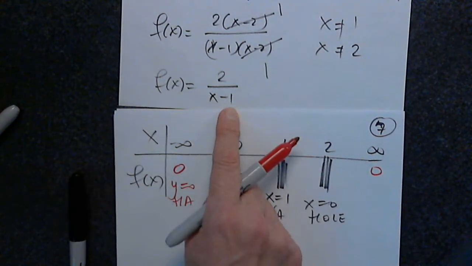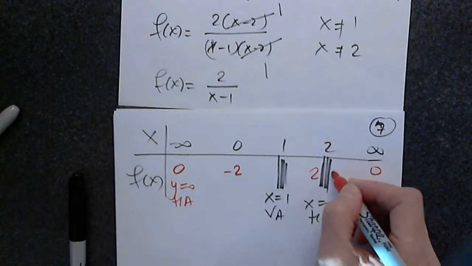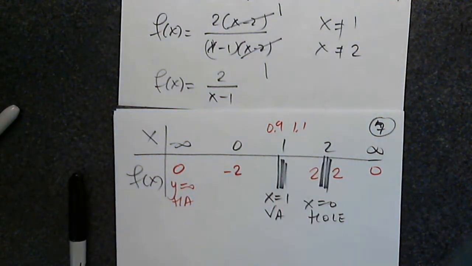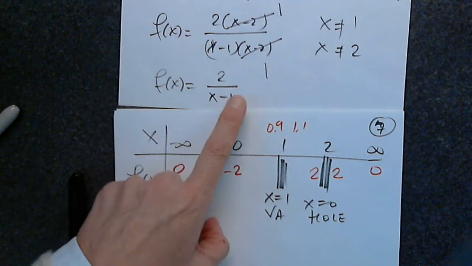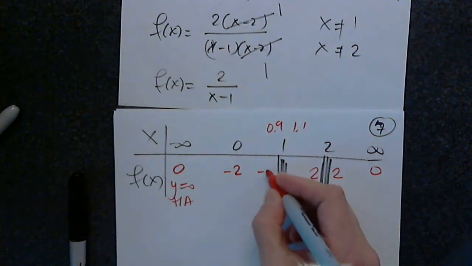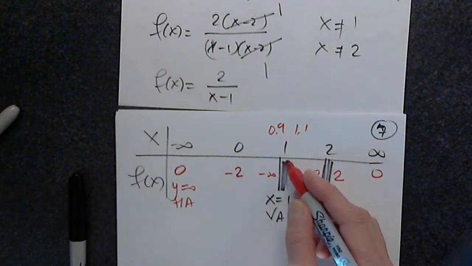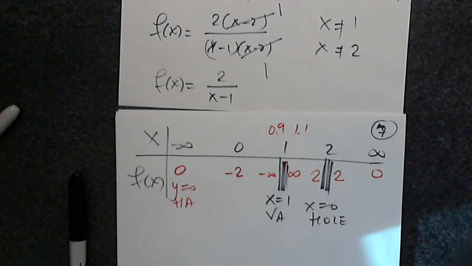How much is 2 minus 1? 1. How much is 2 over 1? 2. Very good. Awesome. And now on this side, I'm going to plug in 0.9 and 1.1 to determine the sign of the end behavior, left and right of the asymptote. So 0.9, what sign do I get? Negative. Perfect. So this will be negative infinity. And with 1.1, what do I get? Very good. Awesome. That's all we need.